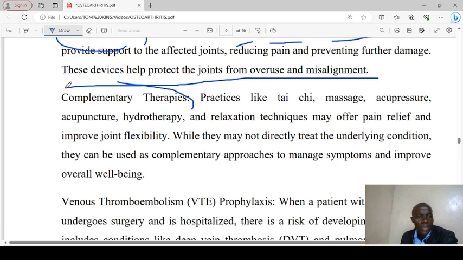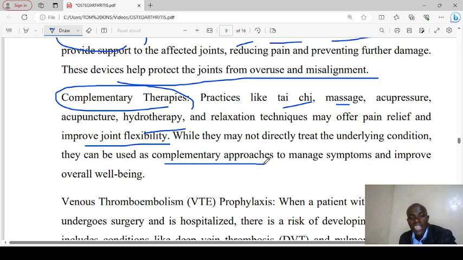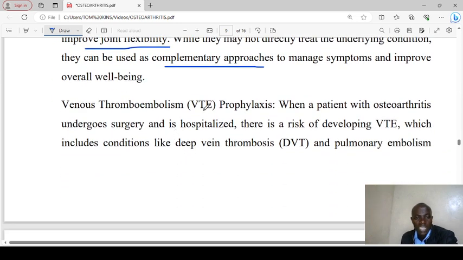We also have complementary therapies, practices like Tai Chi, that's majorly performed in the Middle East and Far East. Tai Chi, massage, acupressure, acupuncture, hydrotherapy, relaxation techniques. These may offer pain relief and improve joint flexibility. While they may not directly treat the underlying condition, they can be used as complementary approaches to manage symptoms and improve the well-being of an individual.